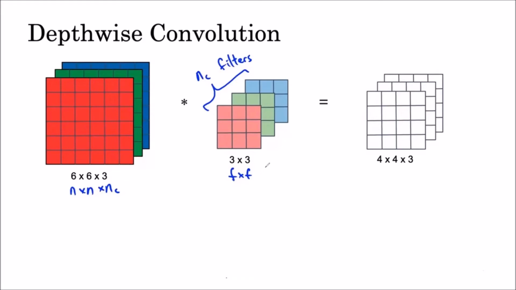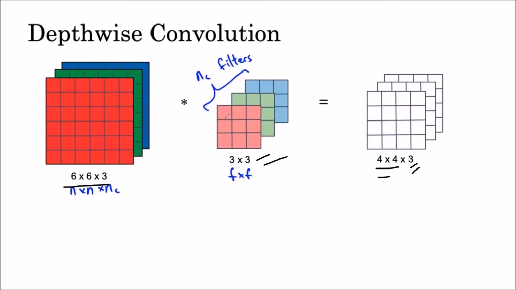Because here the filters are 3, we will finally get a 4 by 4 feature map. Because we have used 3 filters, we will get 3 such feature maps. Now the question is how the convolution is happening.